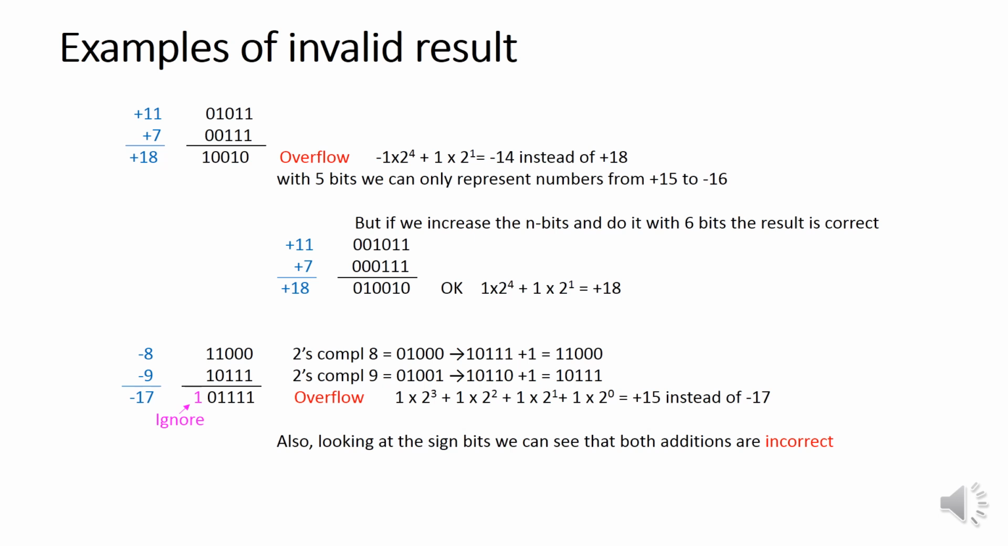As you can see here, there is the same operation increasing the number of bits from 5 to 6. The result using 6 bits is correct and has been verified by the calculation conversion.